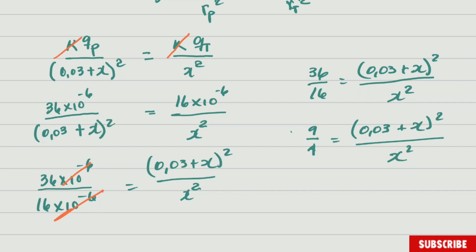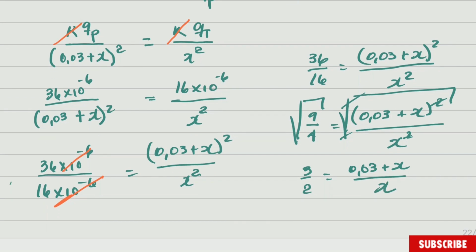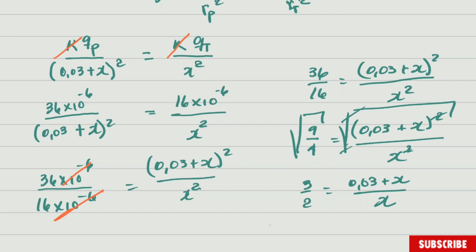Now we can take the square root of both sides. If we do that, the squares will cancel, and we get that 3/2 is equal to 0,03 plus X, divided by X. Remember, the squares cancel with the square root, as well as that square there. And this is cross product once more. When we solve this, we have 3X is equal to 2 multiplied by 0,03 plus X.